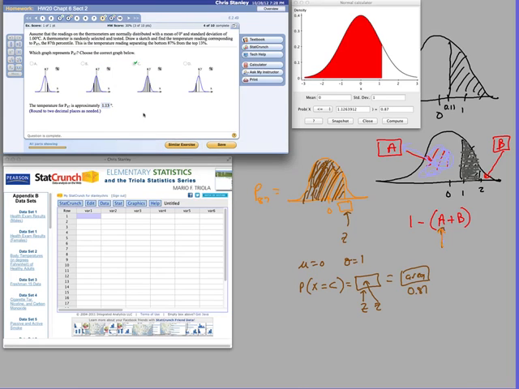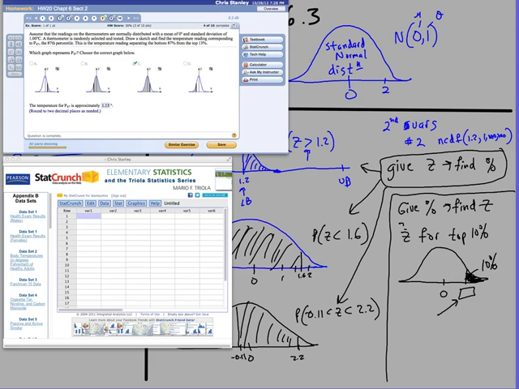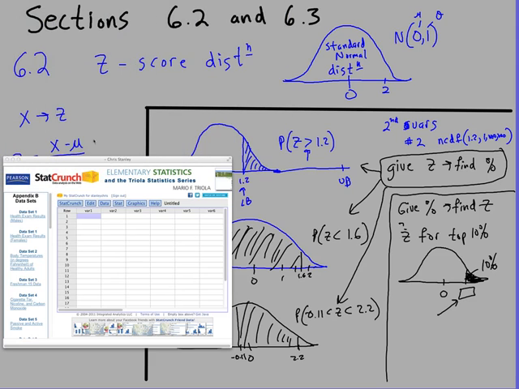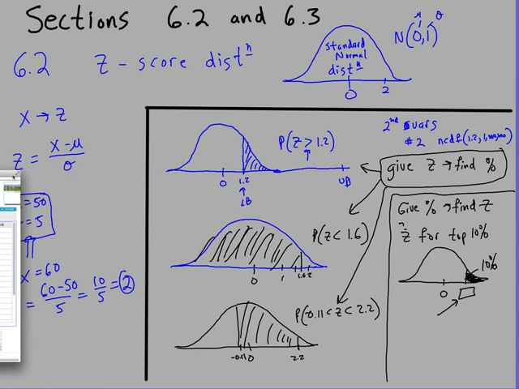Okay? So that's how you work backwards. Sometimes you're going to have to, given a Z, find a percent. Sometimes you'll be given a percent and you have to find the Z. That's what we just did. Okay, let's move on to 6.3, which is the same thing.